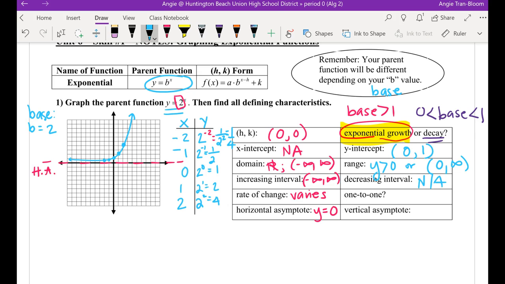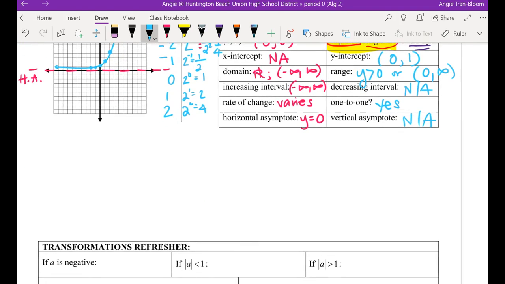Is this function 1 to 1? Yes. Do we have any vertical asymptote? No. Okay. So that's the parent. By the way, is the parent function always 2 to the x? No, it's going to change every time. So you have to look at what's given to us.